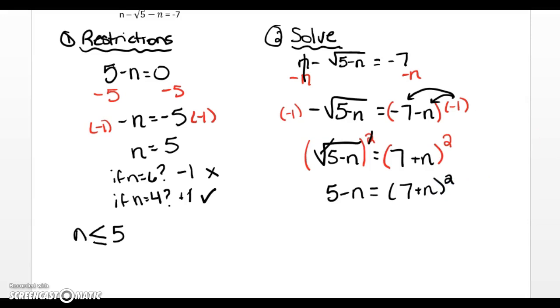Now, this still isn't good enough for us to solve. We still can't see an immediate answer. It's not easy to solve. But one thing that we can do is apply the definition of that exponent. A square means that you multiply a number by itself. So here we're going to multiply 7 plus n by itself. So we have 5 minus n is equal to 7 plus n multiplied by itself.